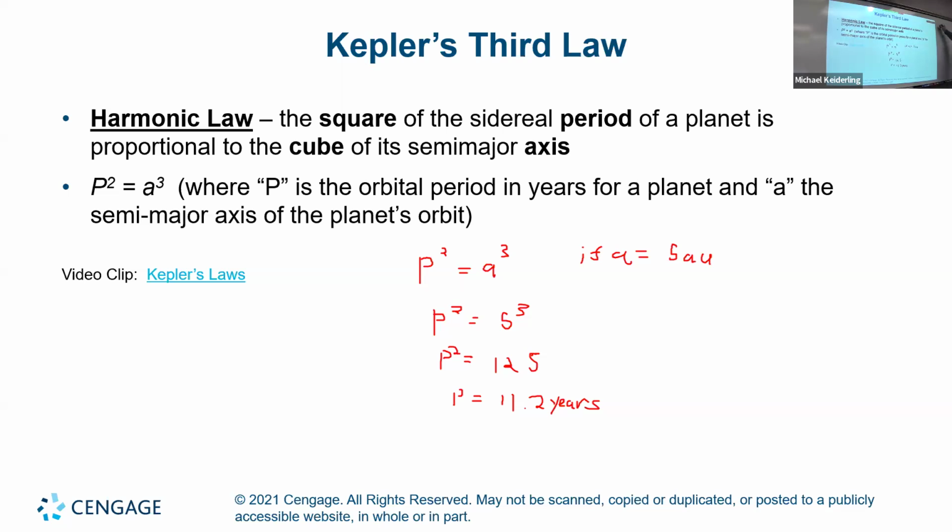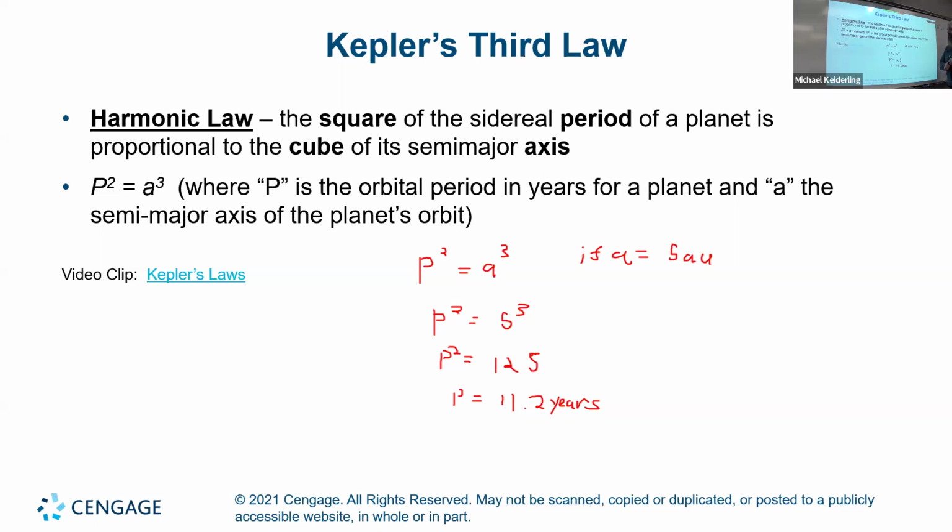the period, that's how long it takes to go around the sun, in years squared equals the semi-major axis in astronomical units, cubed. The general version of this is the period squared equals some constant, we'll call it K, times the semi-major axis cubed. But if you use years for the period and astronomical units for A, that constant becomes 1. So that's what we're going to do in this class.